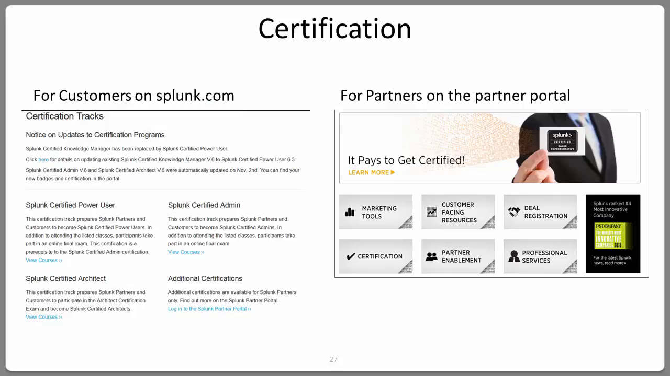Splunk has a role-based certification program available for both customers and partners. Each certification path has a defined learning path and testing and validation points. Use the certification paths to help partners and customers identify focused learning paths by role. For customers, the paths can be found on Splunk.com under the training page. Make sure you scroll down to the certification section. Certification paths for partners can be found on the partner portal.